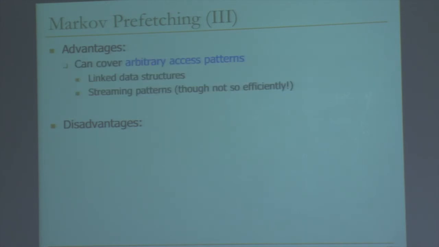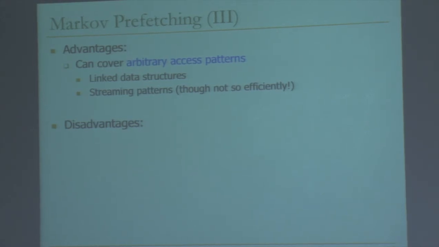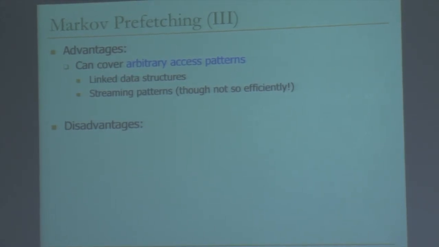Now this can potentially cover arbitrary access patterns, right? You don't need to have any relationship between A, B, C, D, E. They could be potentially random. This linked list can be constructed by randomly allocating nodes at different memory locations, right? That's beautiful.